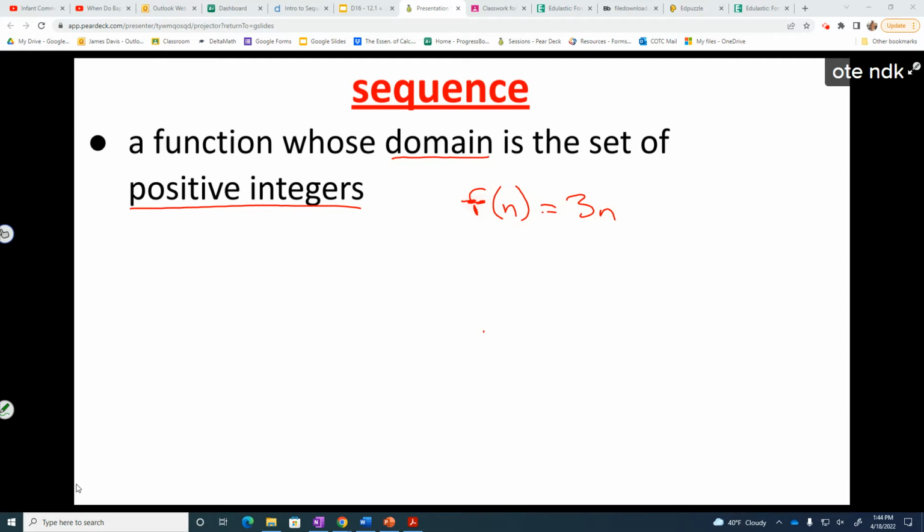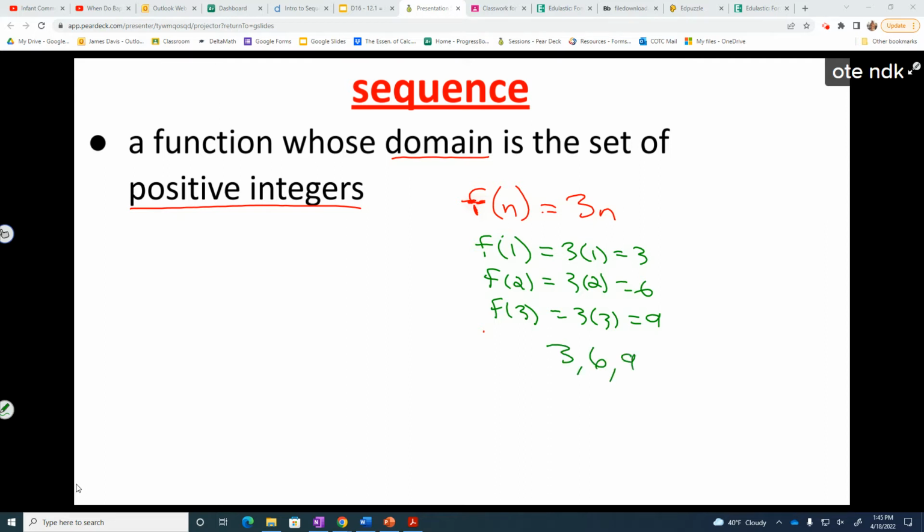So what this is saying is, if we were to plug in all of the positive integers, say f of 1, that would be 3 times 1, which is 3, right? F of 2, 3 times 2, which is 6. F of 3, which is 3 times 3, which is 9. And if you keep going up, you plug in 4. So this sequence would be 3, 6, 9, 12, 15, and it would continue on from there.